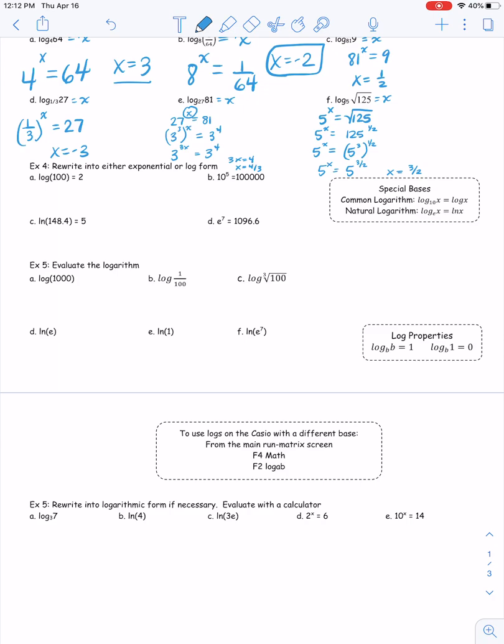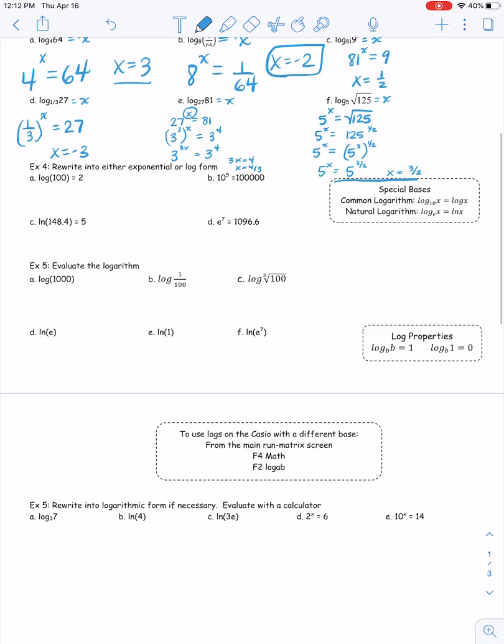Okay, so some more rewriting. It says rewrite into either an exponential or a log form. So here we have a log form. Notice that we don't have a visible base there. It's log base a number of 100 equals 2. Well, what is our base?